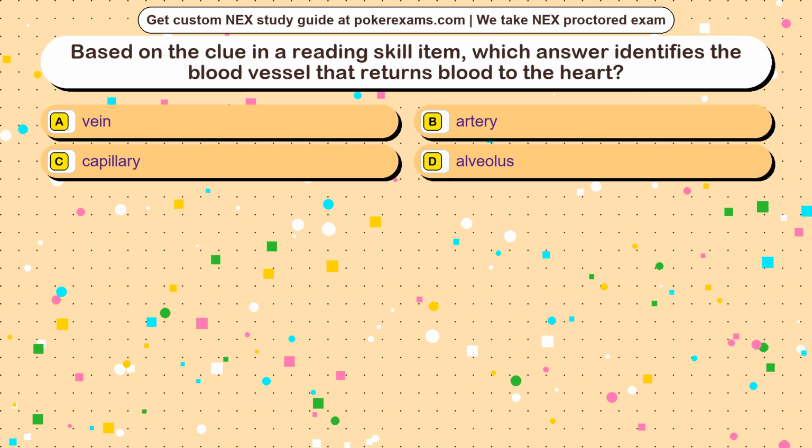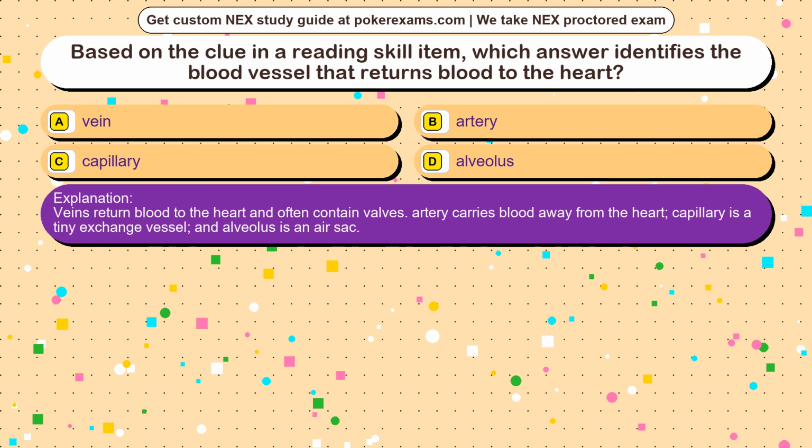The correct answer is option. Veins return blood to the heart and often contain valves. Artery carries blood away from the heart, capillary is a tiny exchange vessel, and alveolus is an air sac.